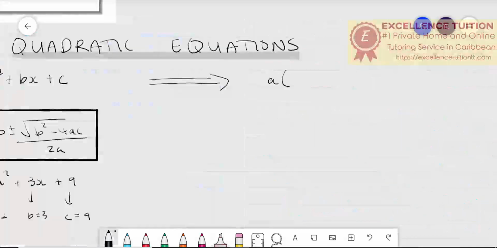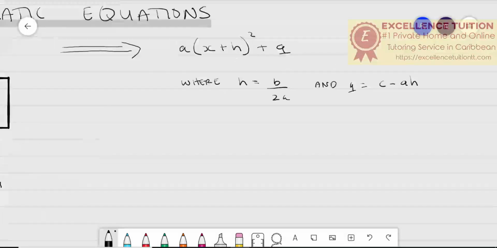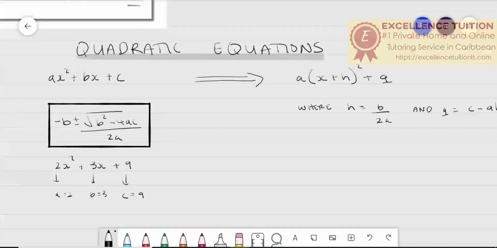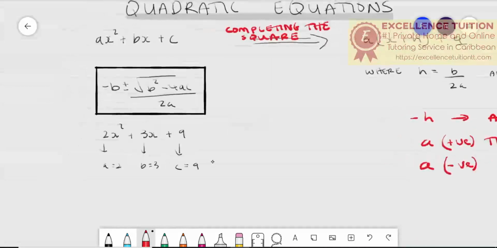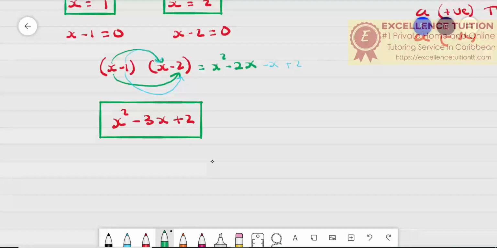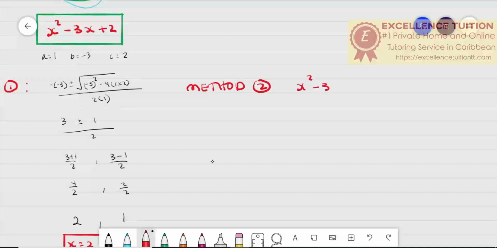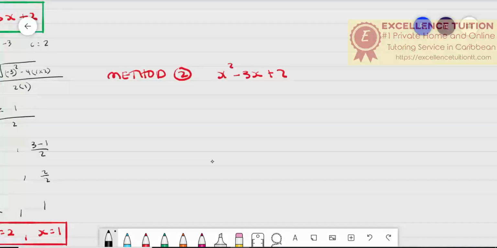Yeah. So that is open bracket x plus h all squared plus q. To go from solving is very simple. On this side, going back to know that the roots are going to be x equals 1 and x equals 2. The way how, x squared minus 3x plus 2, so what we do, we take the coefficient of the x squared, which we know is equal to 1, so a is equal to 1, and then the c value, c is equal to 2. We know b is equal to minus 3.